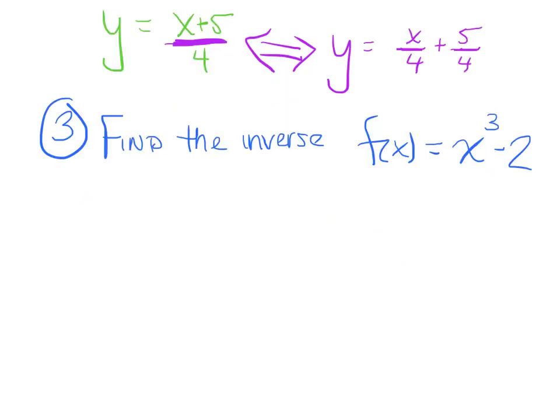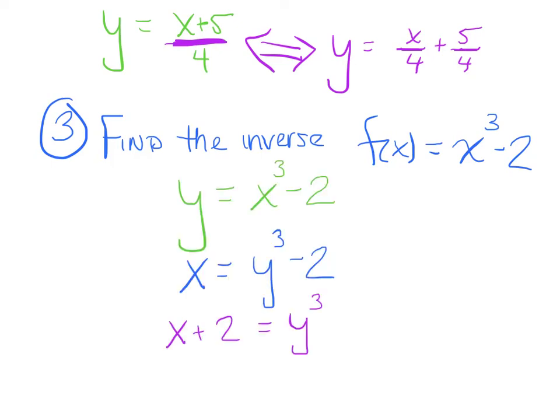Number 3, find the inverse. f of x equals x cubed minus 2. Why don't you pause it, try it on your own, and see if we get the same thing. So I rewrote mine as y equals x cubed minus 2. Again, f of x is just y. Here I've switched my x and my y.